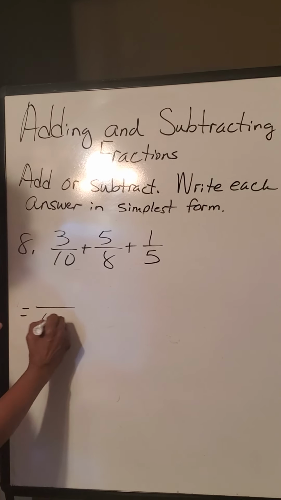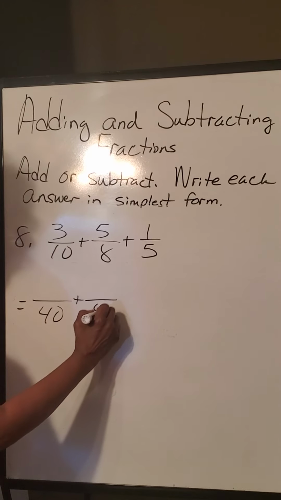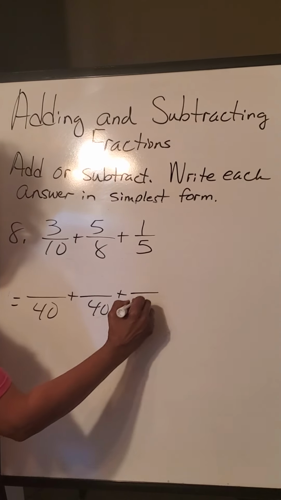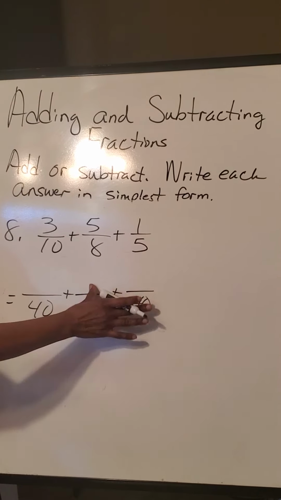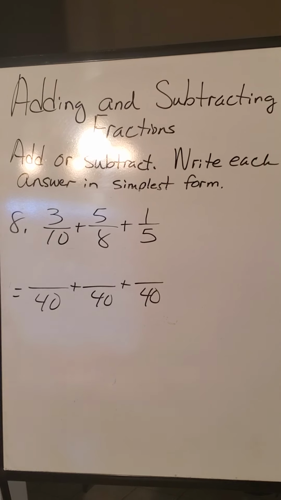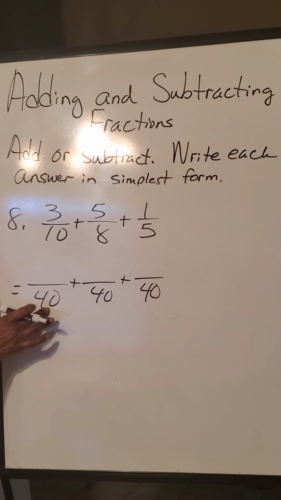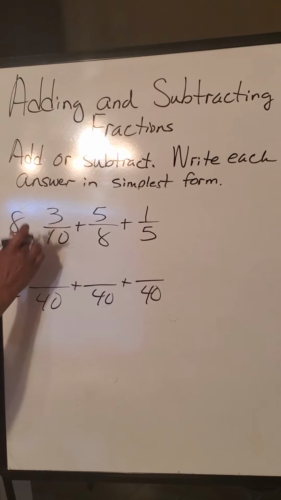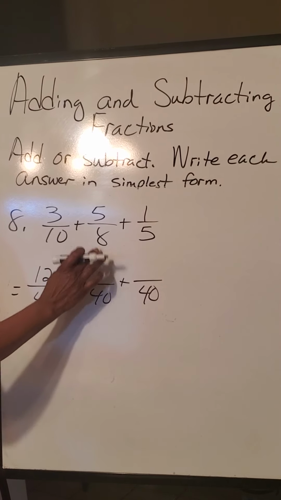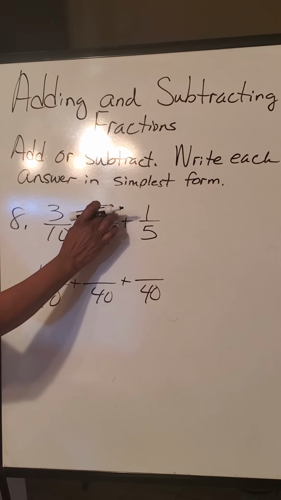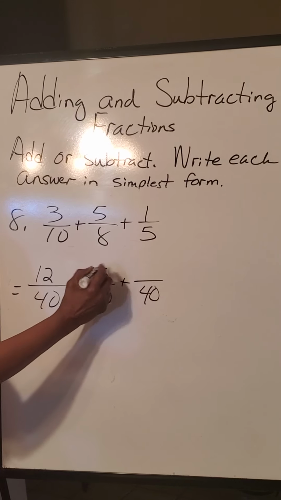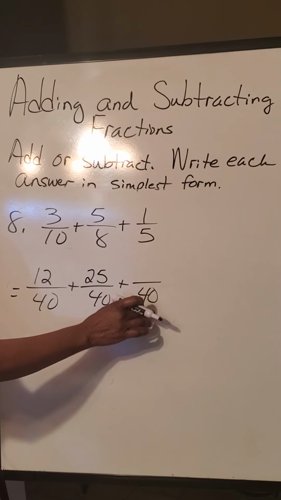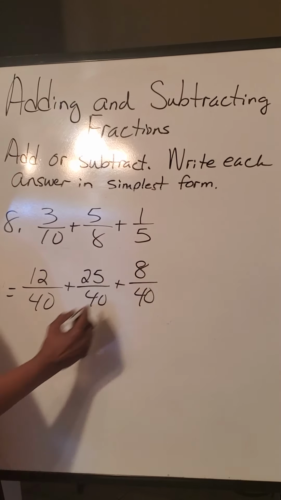So I'm going to get new fractions with a denominator of 40. And if I get a new denominator, I must get new numerators. Ask yourself, 10 times what gives you 40? It would be 4, so 4 times 3 gives you 12. 8 times what gives you 40? So 5 times 5 gives you 25. And 5 times what gives you 40? So 8 times 1 gives you 8.